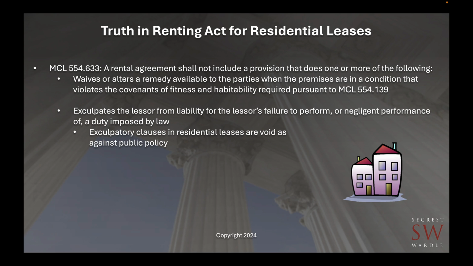As we wrap up here, I want to touch on the Truth in Renting Act as it pertains to residential leases specifically. MCL 554.633 contains a provision that a rental agreement cannot waive or alter a remedy otherwise available to the parties when premises are in such a condition that violates covenants of fitness and habitability required pursuant to the Landlord-Tenant Act. Such a provision would basically exculpate the lessor from liability for failure to perform or for negligent performance of duties imposed by law, and this is not allowed. It's considered void as against public policy.